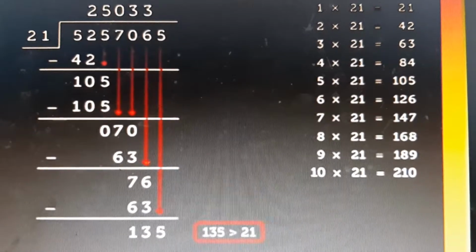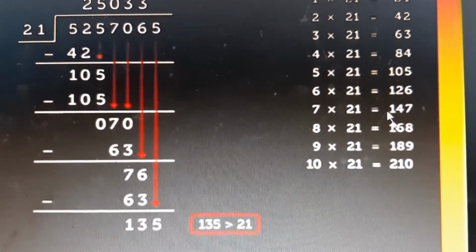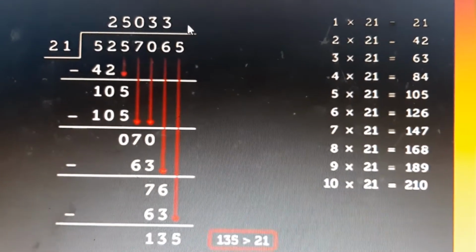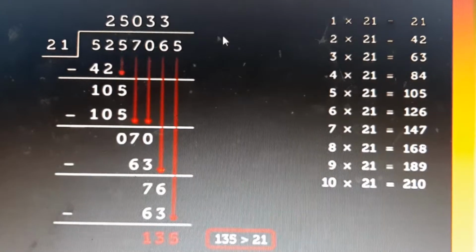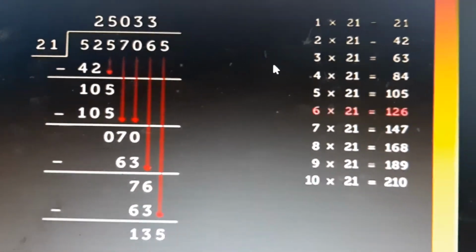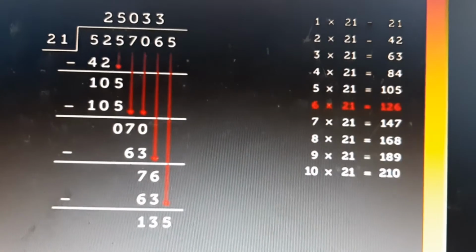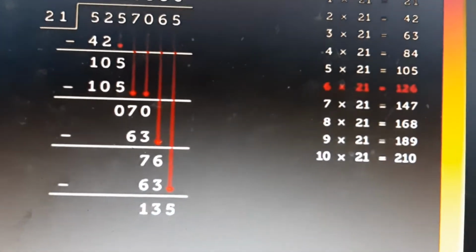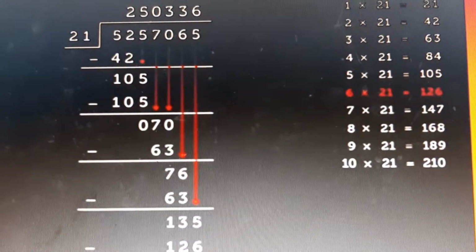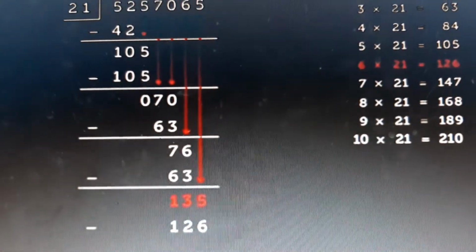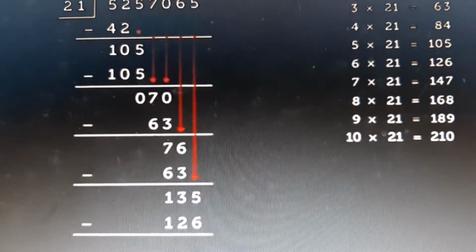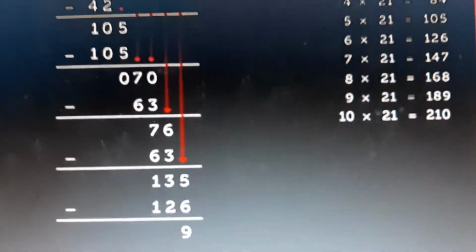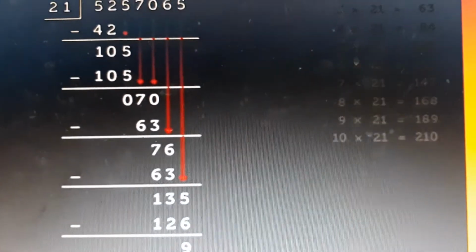147 is greater, so 126 we can take from here. 21 6s are 126. So we'll put a 6 here. And 21 6s are 126. So bring 6 here and we'll write 126 and subtract 135 and 126. We get a 9, and that 9 is called a remainder because it is the one that is remaining.